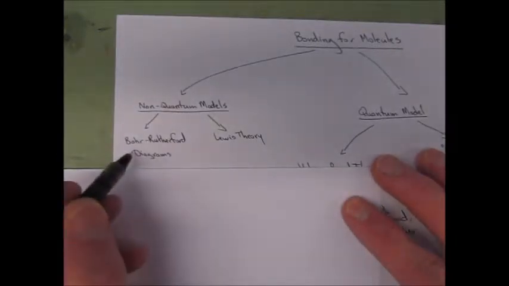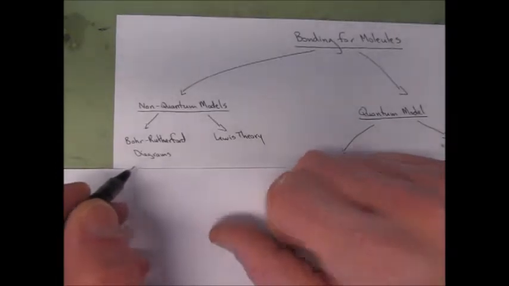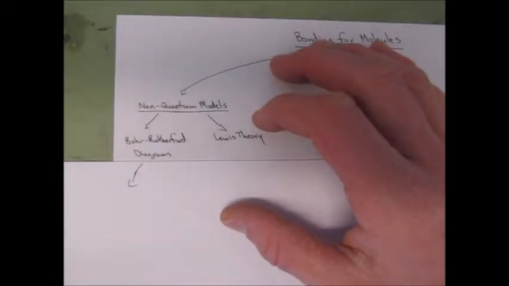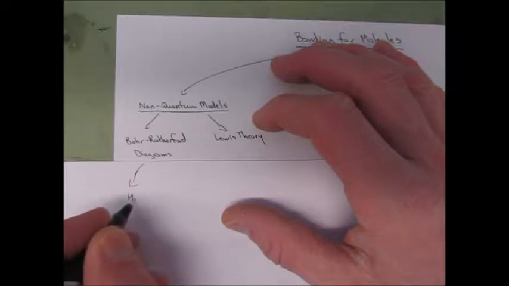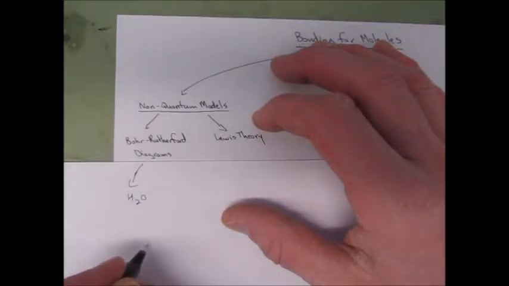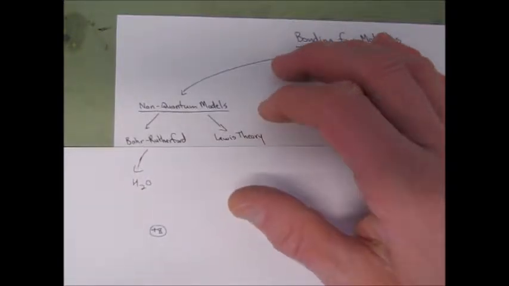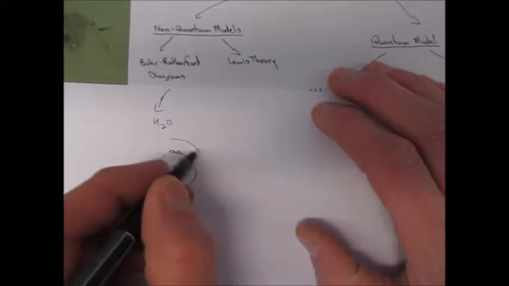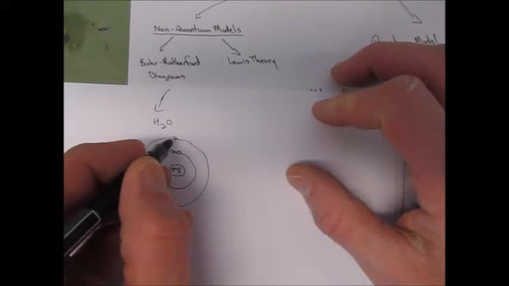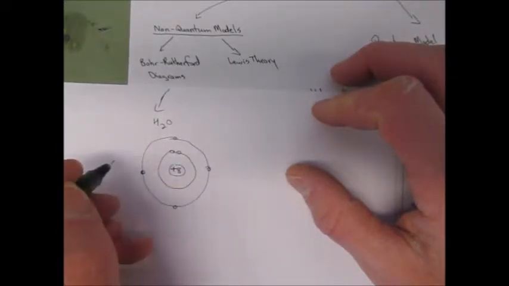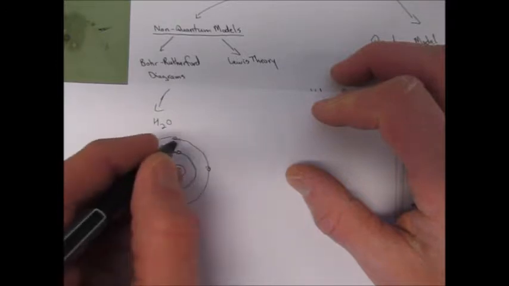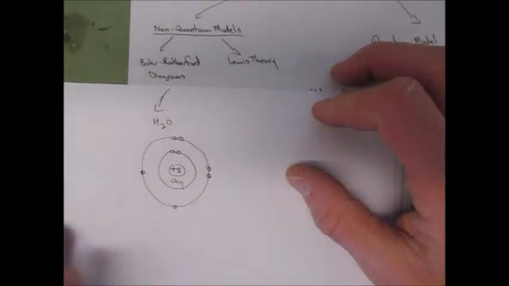non-quantum models. So the Bohr-Rutherford diagram. A classic example of this one would be, I don't know, H2O. So the Bohr-Rutherford diagram would say start with oxygen, which has a +8 nucleus, and then you draw these circular orbit type diagrams. The first one, you're allowed to put 2 electrons in. The next one, you have to fill them in at 12, 3, 6, 9. So we got 2, 6, 7, 8. So this would be oxygen. And then we have 2 hydrogens.